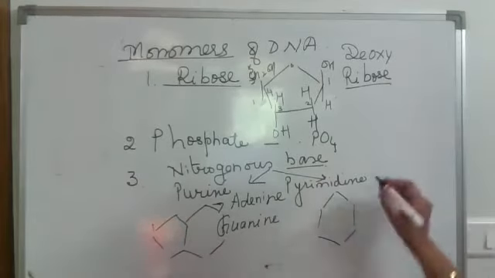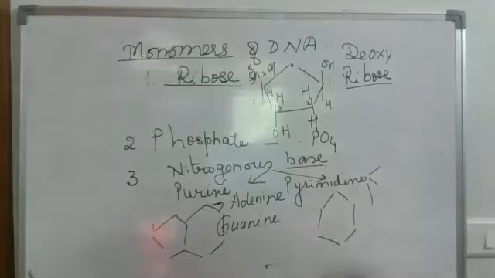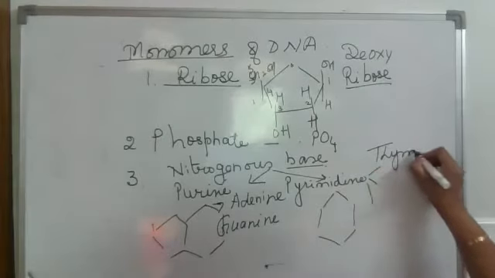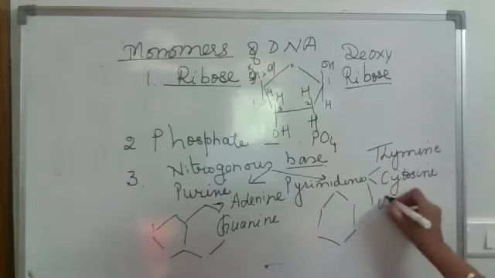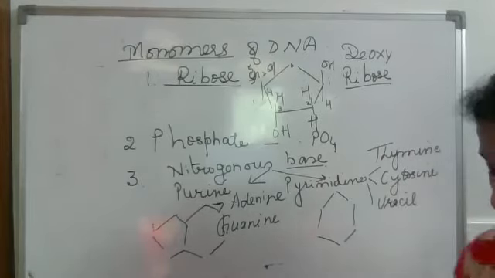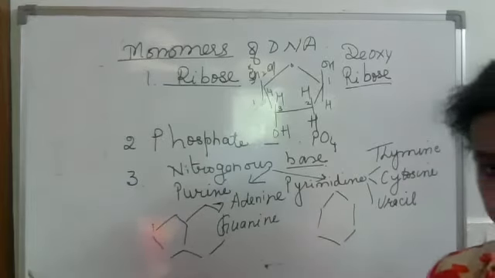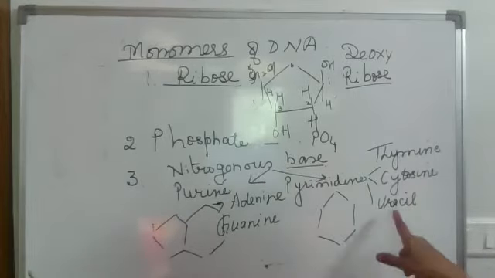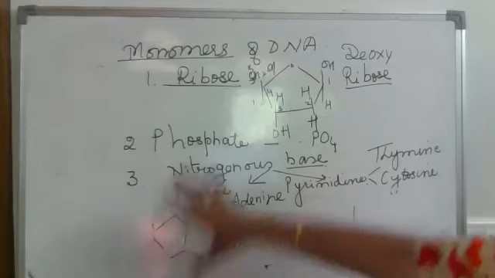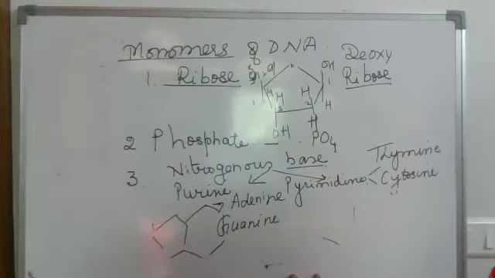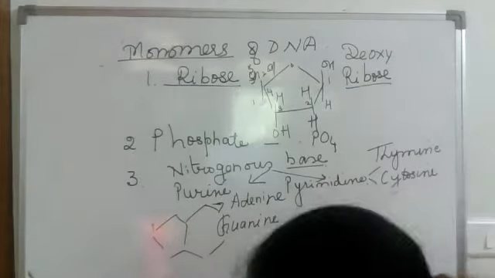And pyrimidines are of 3 types: thymine, cytosine, and uracil. But because we are doing the structure of DNA, uracil is not found in DNA. Uracil is found only in RNA. So we will not write this here. Right? So these are the 3 components of DNA. Now let us see how these components are attached to each other by different bonds.